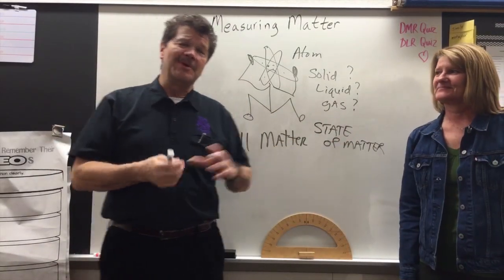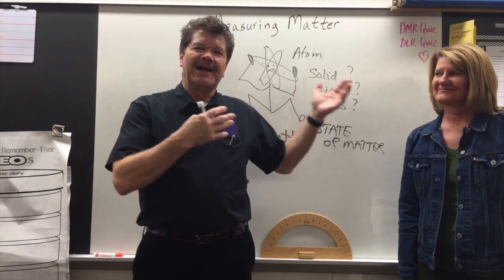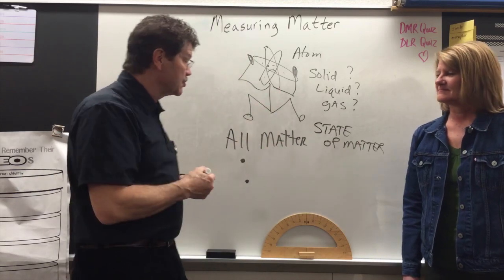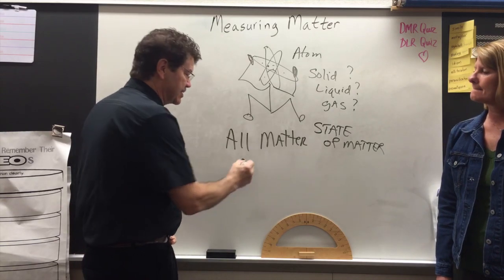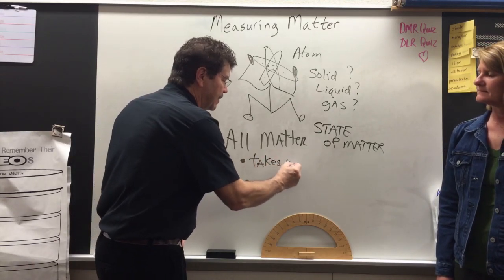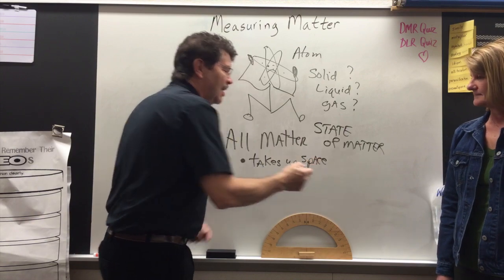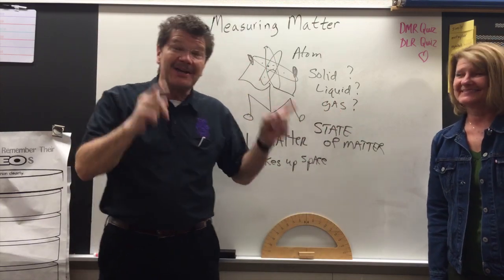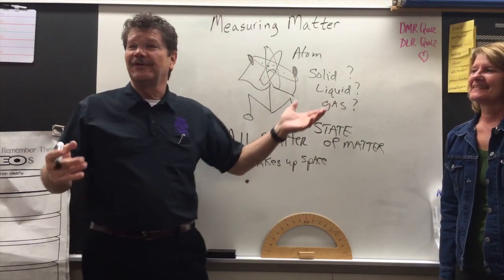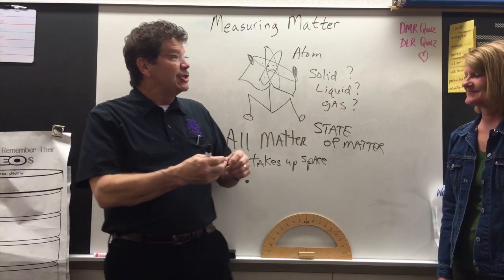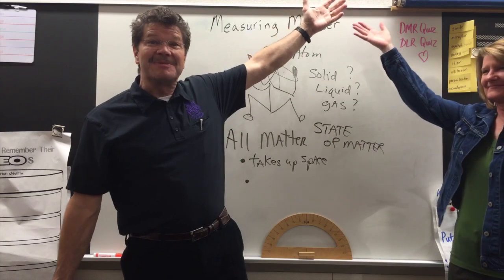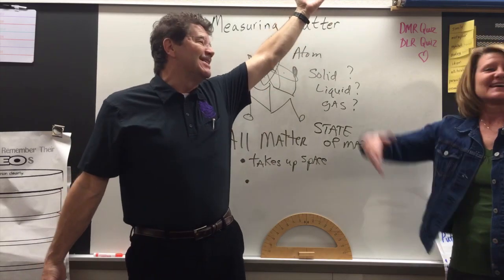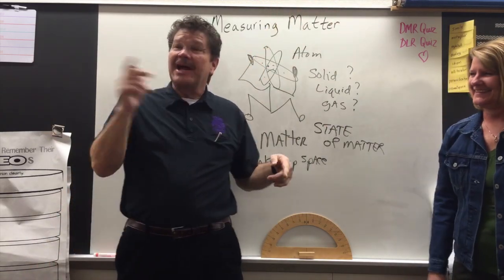So I've invited the teacher back, Ms. Wittman, because I need a lovely helper. There's a famous television show, and you're thinking, what does this have to do with matter? Well, the first rule for matter, and you guys write this: all matter takes up space. Who is the television personality? What's the name of the show? There's a round thing in it. Wheel of Fortune. Who is the beautiful assistant? Vanna White. And she always does what? Takes up space. So repeat after me, Mrs. Wittman. All matter takes up space. Very good.